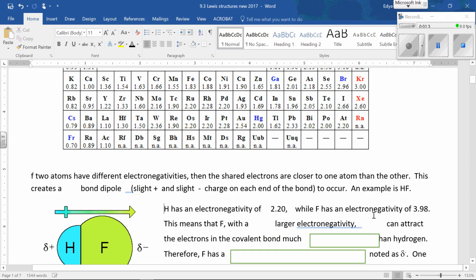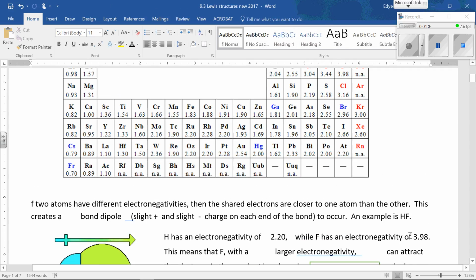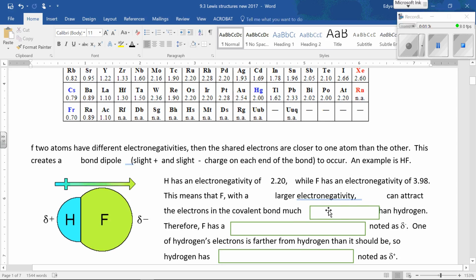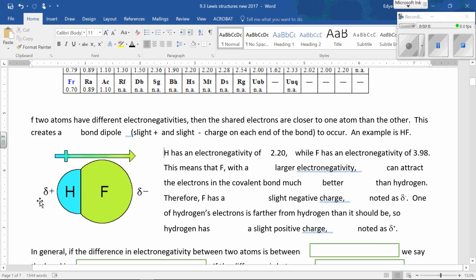This means that F, with a larger electronegativity, 3.98 is larger than 2.2, can attract the electrons in the bond much better than the hydrogen can. Therefore, F is slightly negative because it is attracting those negative electrons. So this F is going to have a slight negative charge, denoted as delta minus. And hydrogen's electrons are closer to fluorine than they are to hydrogen, so hydrogen ends up being slightly positive. We note that as delta plus.